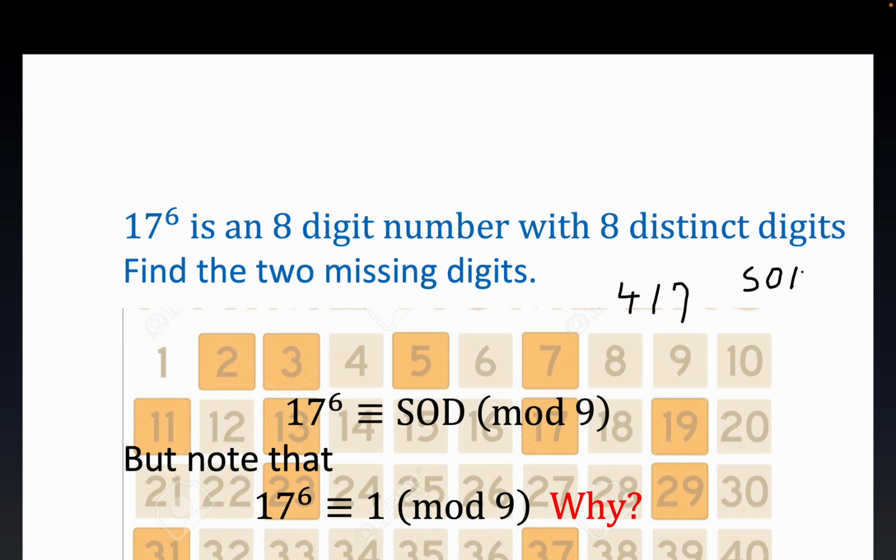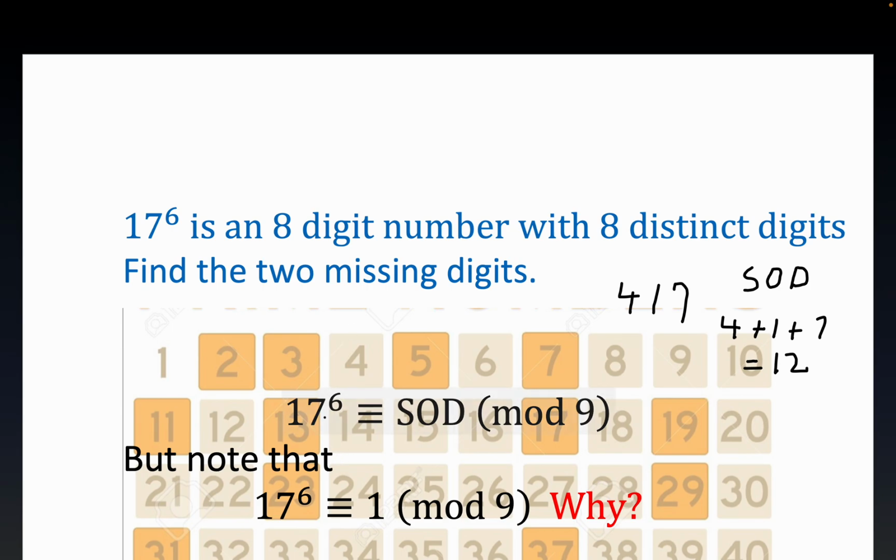Now the sum of the digits for this number 417, which is not even related to this problem, would be 4 plus 1 plus 7. Of course that's equal to 12, right? So the sum of the digits of the 3-digit number 417 is 12. SOD stands for sum of digits. 4 plus 1 plus 7 is 12. Now it turns out this result right here is a big result towards solving our particular problem.